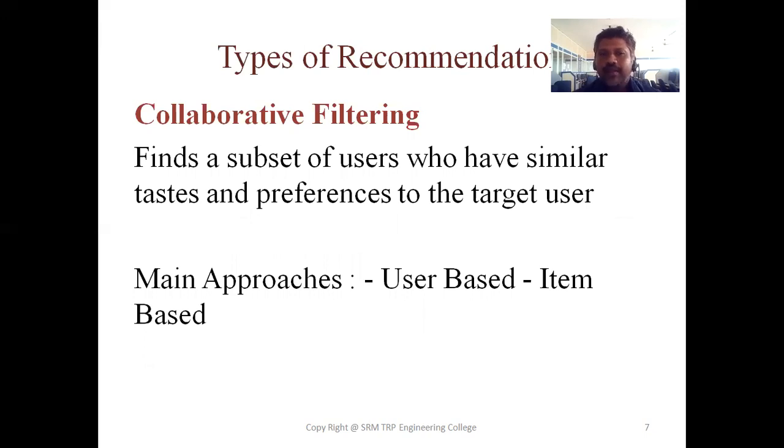Collaborative filtering. In collaborative filtering, we are going to find out the users who have similar taste and preferences to the target user. Okay, here we have a set of users. From the set of users, I am going to find out the similar users for my active user, that is the target user. So once we find the similar users, we can recommend the product to the target user. In collaborative filtering, we have two different types. The first one, memory-based filtering. The second one, model-based filtering. In memory-based filtering, we have two types, user-based and item-based.